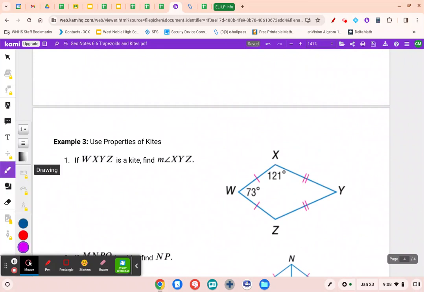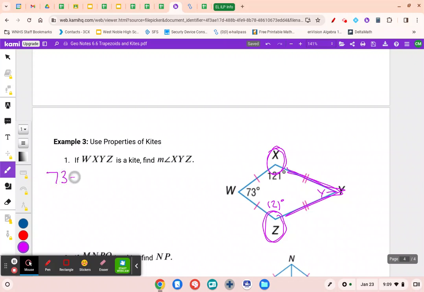We have, if WXYZ is a kite, find the measure of XYZ, so that's this guy here. Notice it is the non-congruent angle, okay? It's where the two pairs of consecutive sides come together that are congruent. So this angle Z is 121 degrees, and we are trying to find this. Which, since it's labeled Y already, I'll just call it Y in my problem.